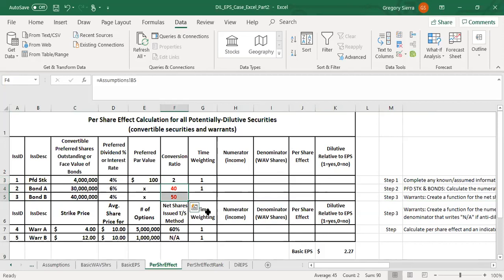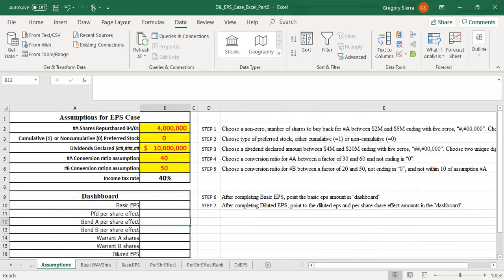The two red ones are the conversion ratios that you've chosen. And I left the time weighting open. All of them are 1 except this one, and I left that open for you to complete. These are all going to be calculated over here. I kept the basic EPS here as a reference, and I'll refer to the tax rate from another worksheet.